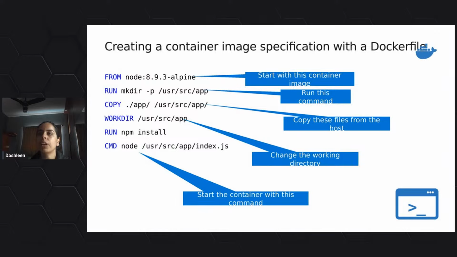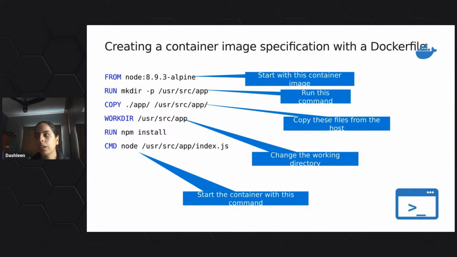We are specifying the working directory. And then we are installing npm, which is a node module, which is required maybe for our base image. And then we are specifying the start command. When we are running the container, what will be the start command? All this instruction is given in the Dockerfile, which is a text file.